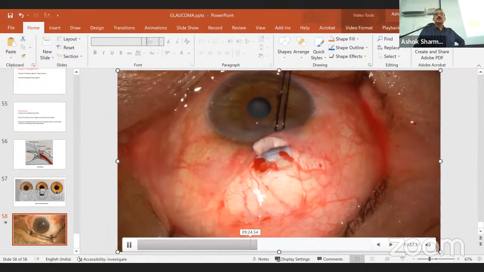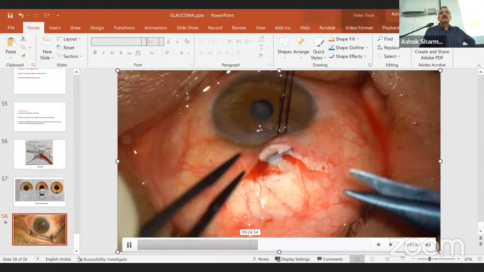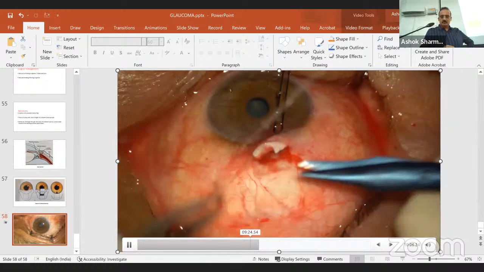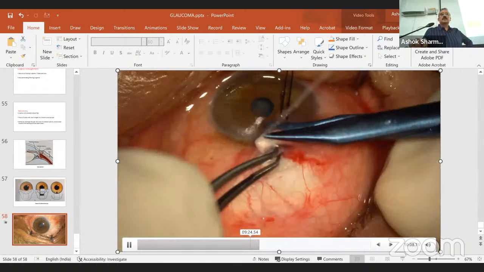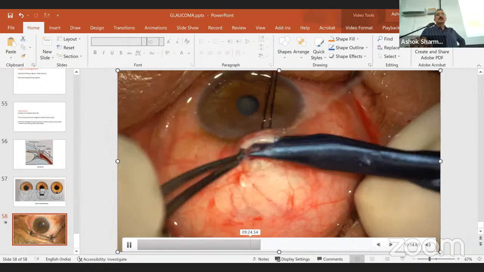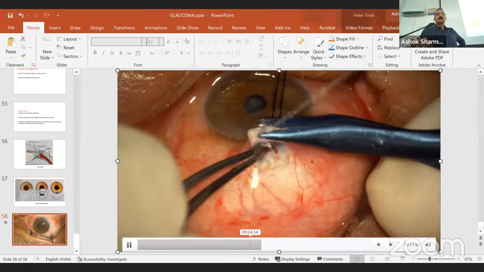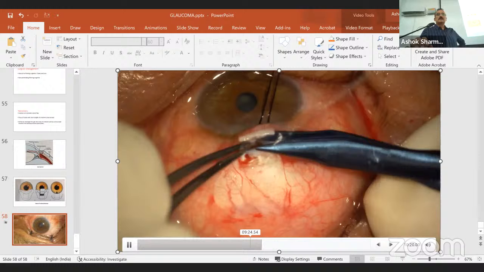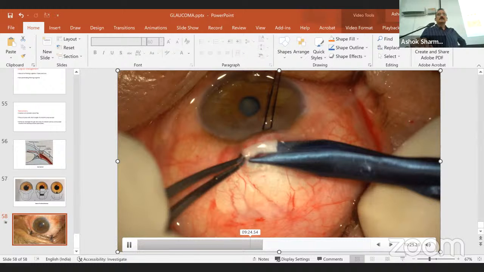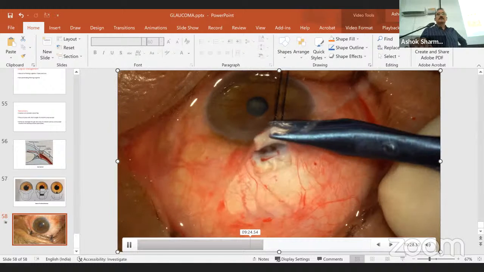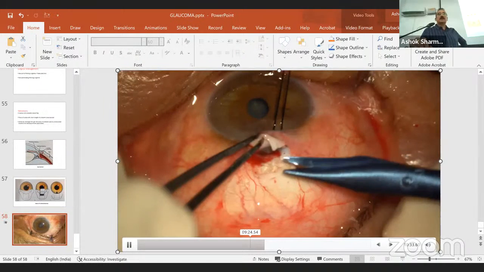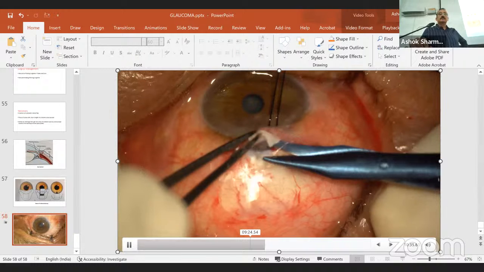To change, I'm going to take a toothed forceps, Colibri forceps. I'm going to cut this part of the sclera, right? Sclera is cut. Two fibers of sclera are still there. I'm going to cut them.